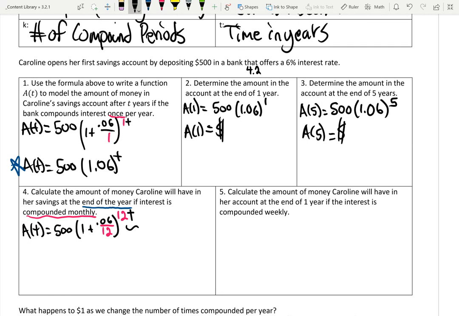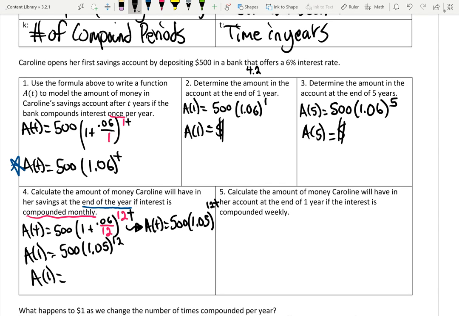Now, I am going to clean this up because I like things to be nice and easy. A of t is going to be equal to 500 times 1.05 to the 12t. Now, I'm going to go ahead and plug in 1 for t, and I'm going to get 500 times 1.05 to the 12th power, and you should get an amount of money. For further discourse, look and compare the amount of money generated in number 1 and number 4.